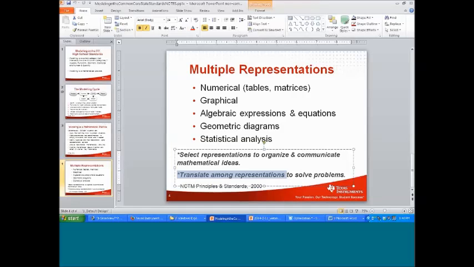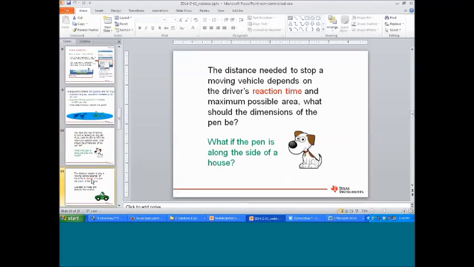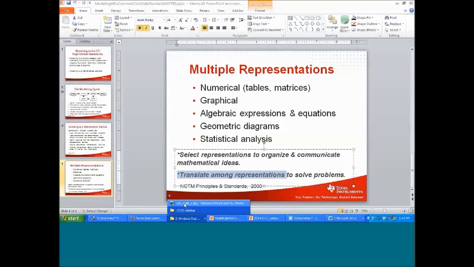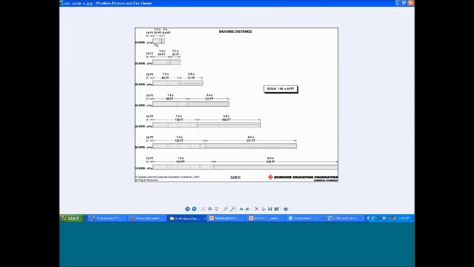Okay, so our next problem is about the distance needed to stop a moving vehicle, and that depends on the driver's reaction time and the speed of the vehicle. Now, just like with the Cabri Jr. model, I want to have a visual model, and here it is. Depending on how fast a car is moving, there's an amount of time that the car moves while the driver is reacting to the obstacle, and then there's the braking distance.